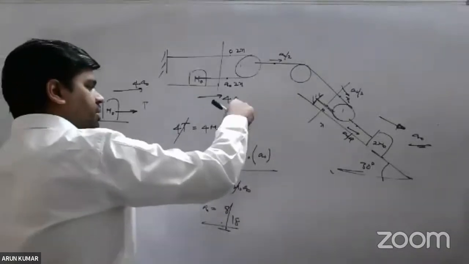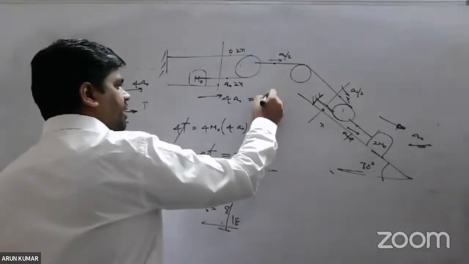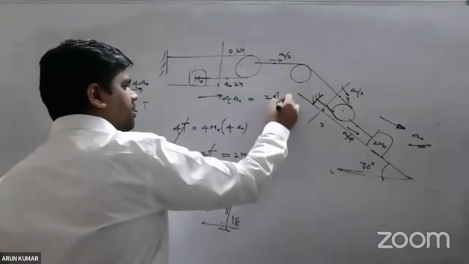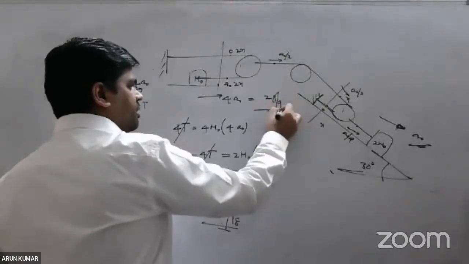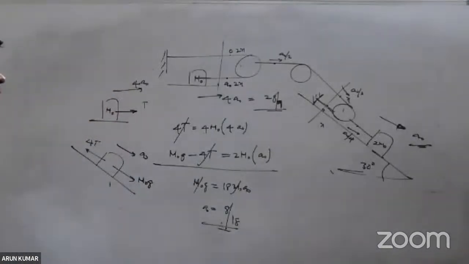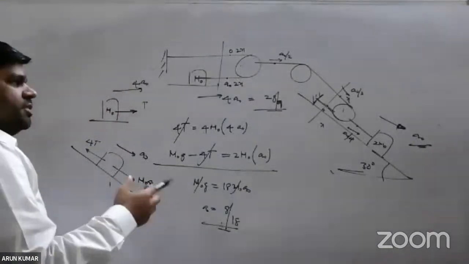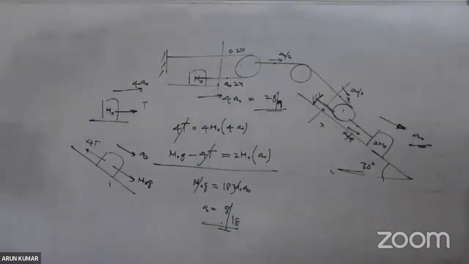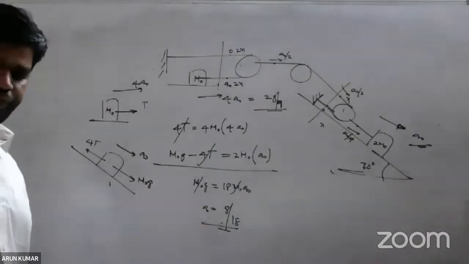So this will be 4g by 18, that is 2g by 9. Yes, sir. So one acceleration is g by 18, the other is 2g by 9. Okay.